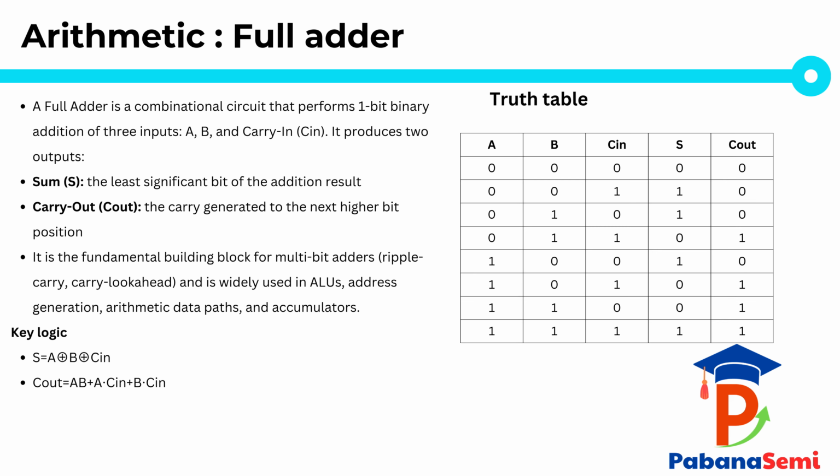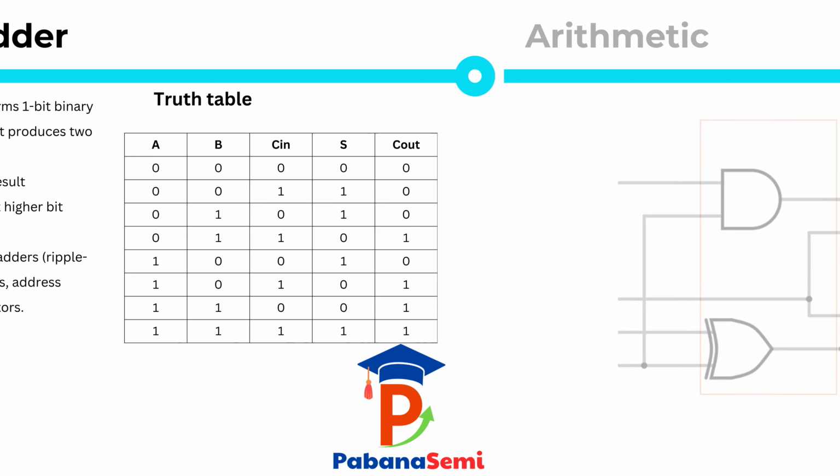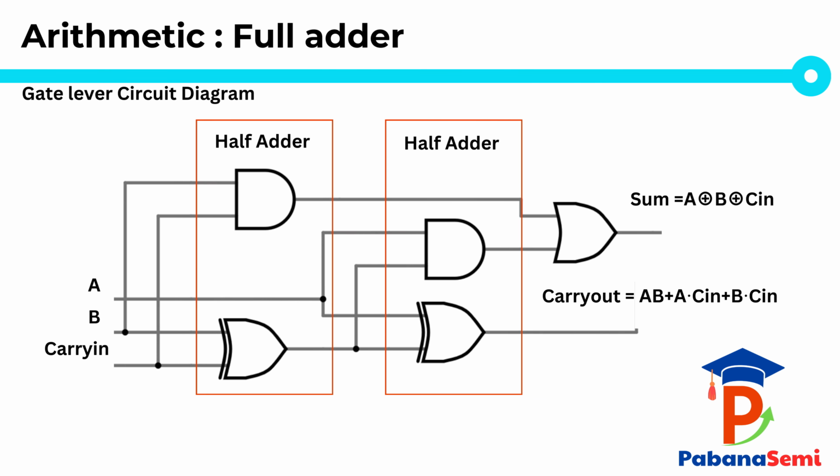Carry equals AB plus A Cin plus B Cin. This full adder is the fundamental building block for multi-bit adders like ripple carry and carry look-ahead, and it is widely used in ALUs, address generation, arithmetic data paths, and accumulators. Now let's see how a full adder is built at the gate level.